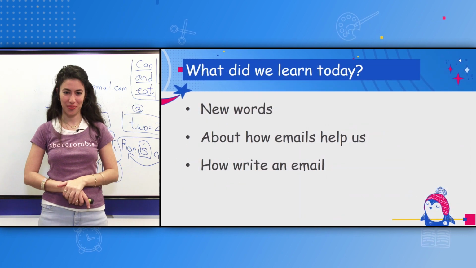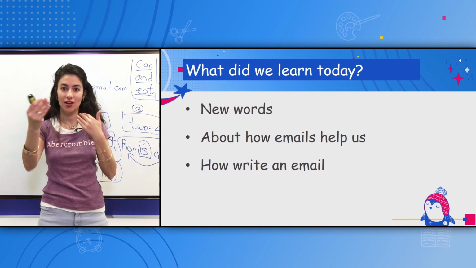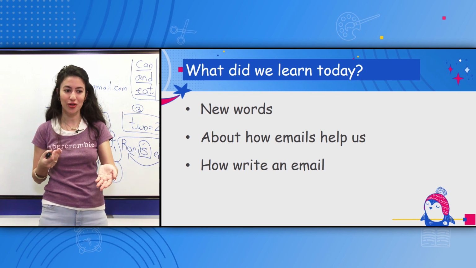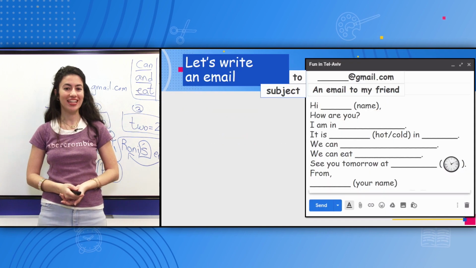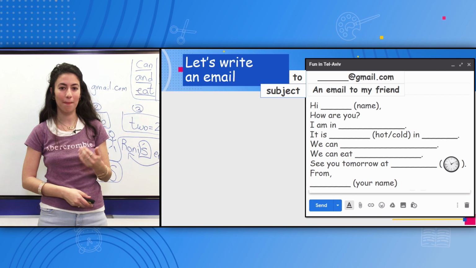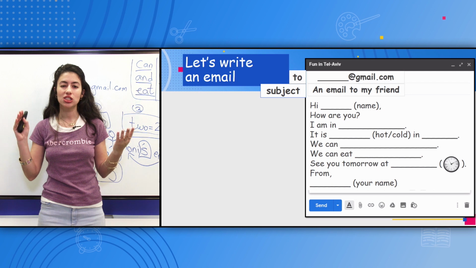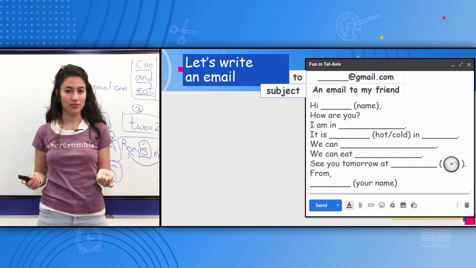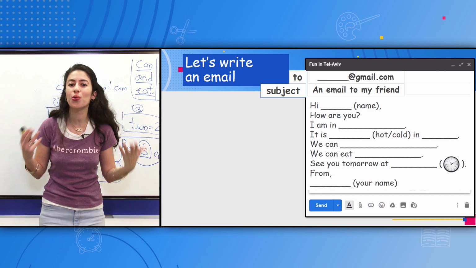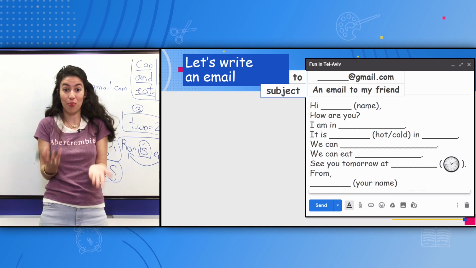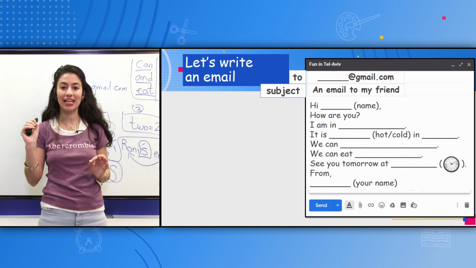So what did we learn today? New words about how emails help us to keep contact with each other and how to write an email. Now we're going to write an email by ourselves. You are going to write an email to your friend. So choose one friend or family. You can also write to your dad or to your mom, to your grandma and grandpa, or your brother or sister. You can choose whoever you want, and you're going to write an email.